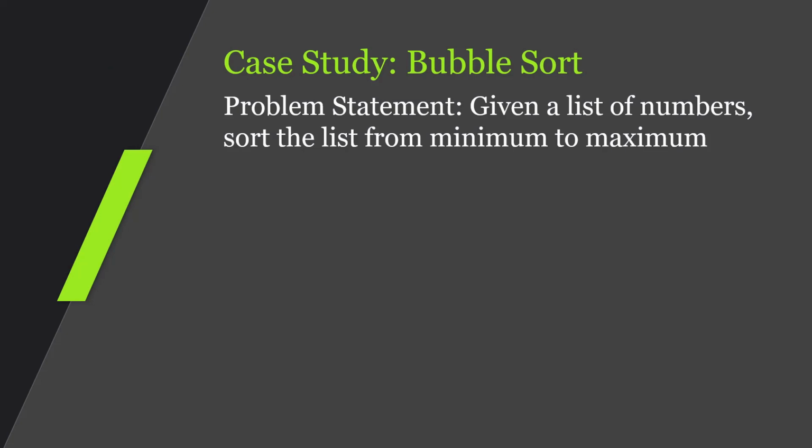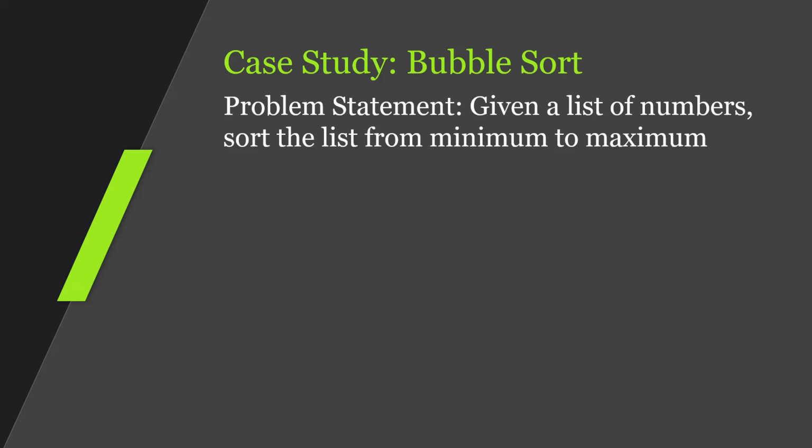Okay, so the next algorithm I want to look at is bubble sort. Now, bubble sort is one of those standard sorting algorithms that many of you will see in your intro courses, and it's a good sort to start with. With any type of sorting algorithm, given some list of numbers, we want to sort them in some order. In this particular example, we want to sort them from minimum to maximum.